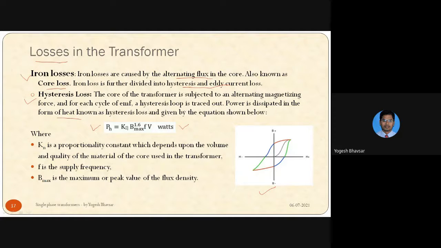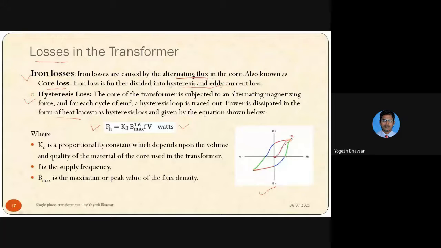Right? So what does this curve mean? See, this curve has the intensity and the flux density. How is this curve plotted? Suppose this is the zero point. Initially, no magnetizing effect is there. So we just give the supply, and there will be a production of magnetic field. As the magnetic field intensity increases, the magnetic flux density also increases. So this is gradually increasing up to this point. For example, this is point A.